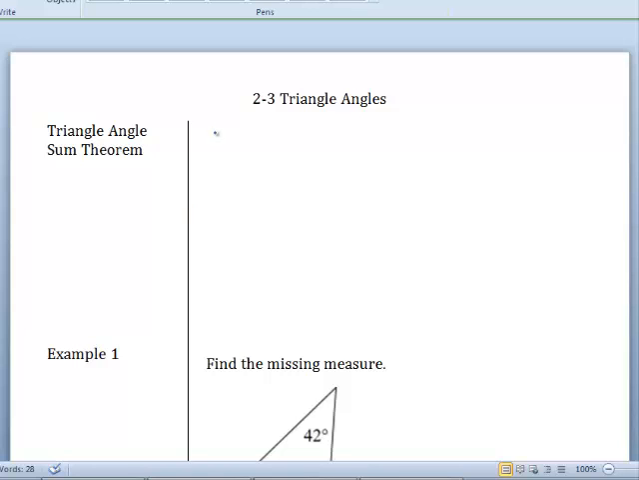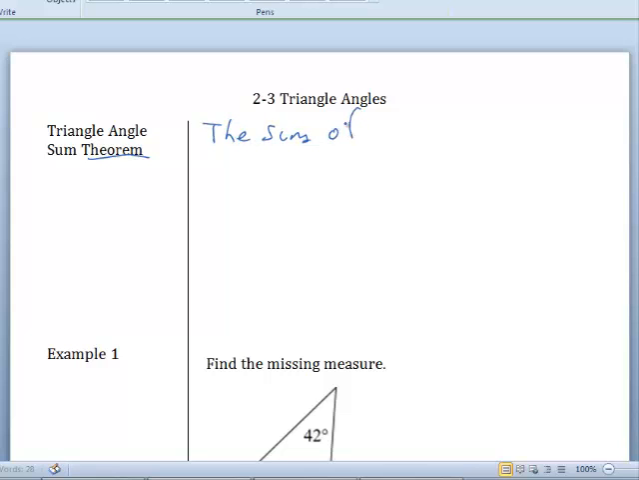Let's get started. The first thing we had to talk about is the triangle angle sum theorem. Remember that a theorem is just a statement of fact. It's something that's been proven true, okay? So the triangle angle sum theorem states that the sum of the measures of the interior angles of a triangle is 180 degrees. So let's write that down.